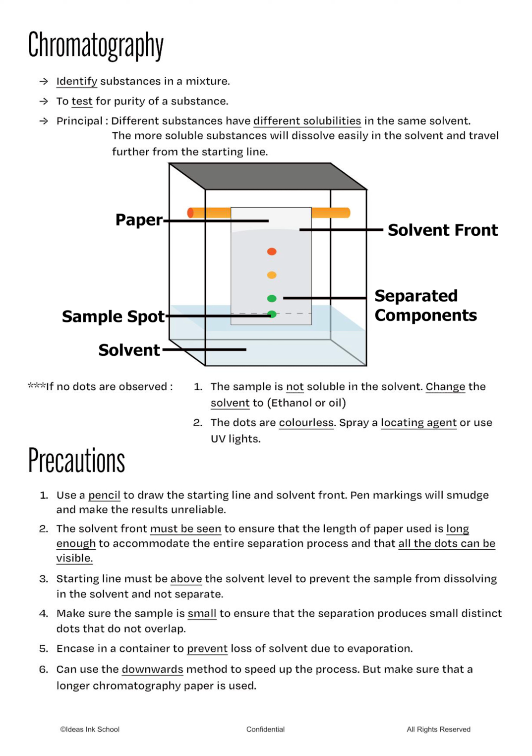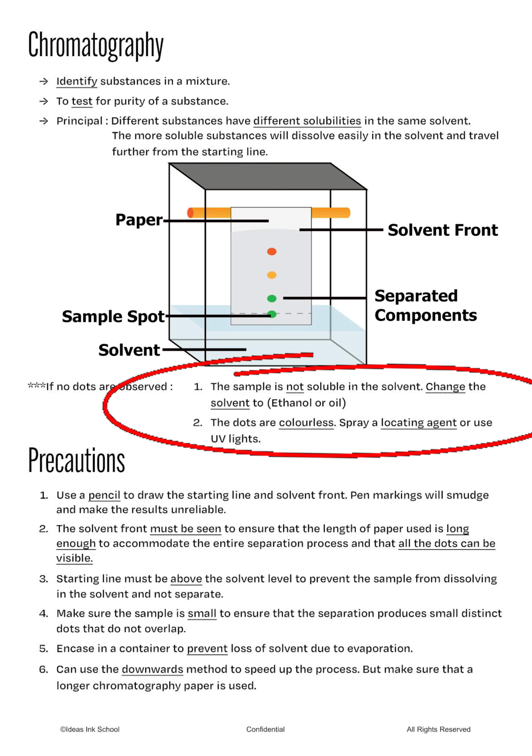Note that if no dots appear on the paper, there can be two possible outcomes. First, the sample might not be soluble in the solvent. Thus, the solvent can be changed from water to ethanol or oil instead. Secondly, the dots might be colorless. Thus, a locating agent can be sprayed or UV lights can be used to locate the dots.